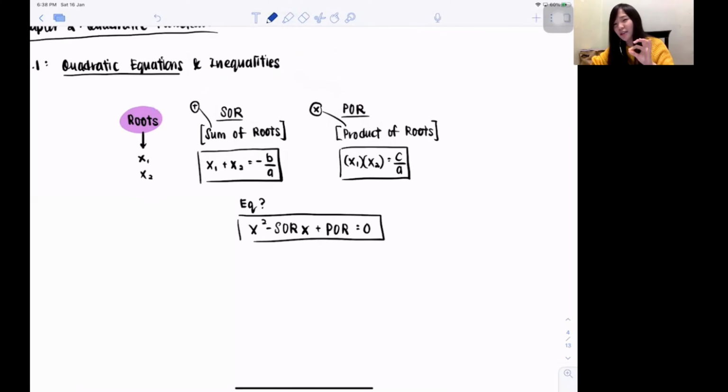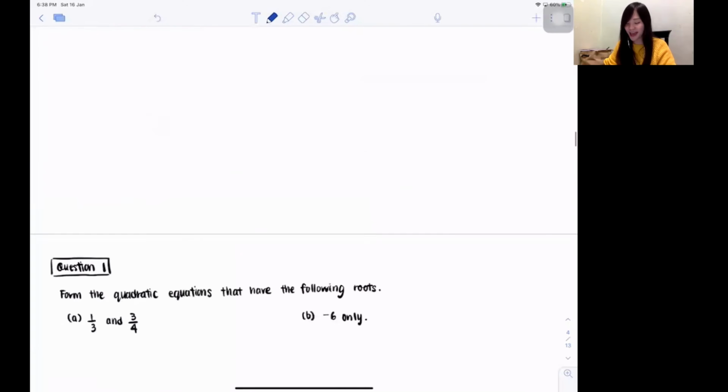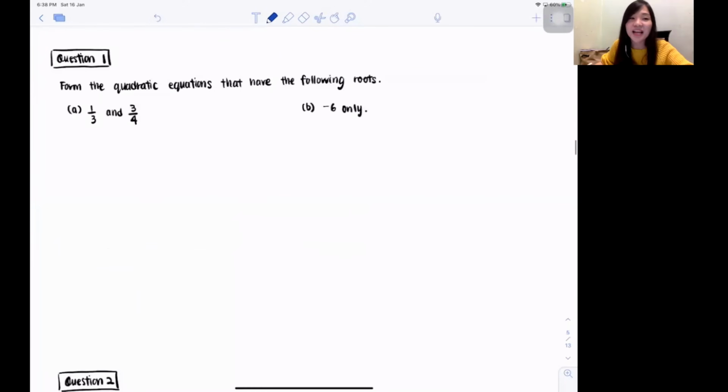Then you very seldom use the third one, but you will only use the third one when they ask for the equation. So far, okay? Not okay also, I will assume it's okay, okay? My dear, question 1. Let's look at the questions.